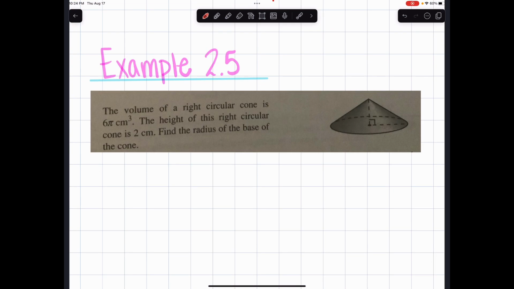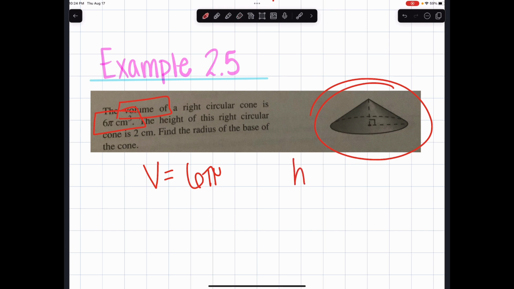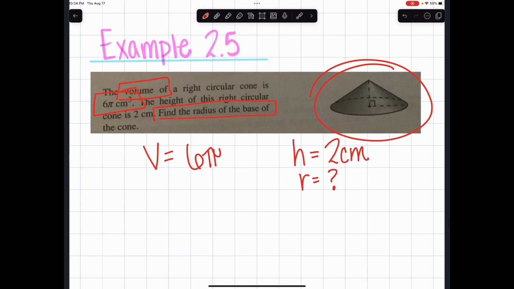This is the same type of thing, same shape, but it tells you that the volume of this guy is 6 pi centimeters cubed. Volume is 6 pi. The height of this circular cone is 2 centimeters. This is the information that they're giving us. Then they want us to find the radius of the base. What is the radius? So the radius is actually the unknown. So they're kind of giving you this problem backwards.